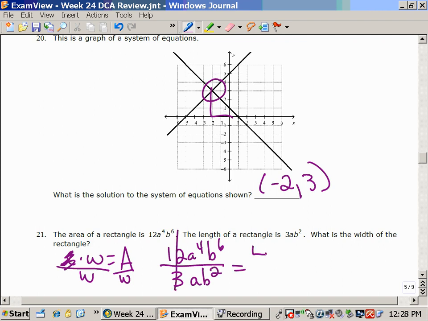3 goes into 12, 4. Subtract the a's, that gives me a to the 3rd. It goes on the top because the 4 is larger. Subtract the b's, that gives me b to the 4th. It goes on the top because the b is larger on the top.